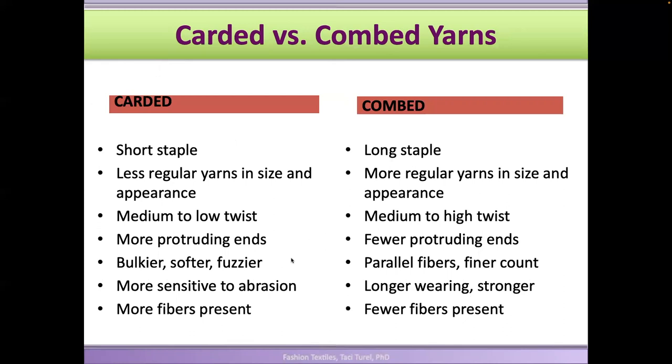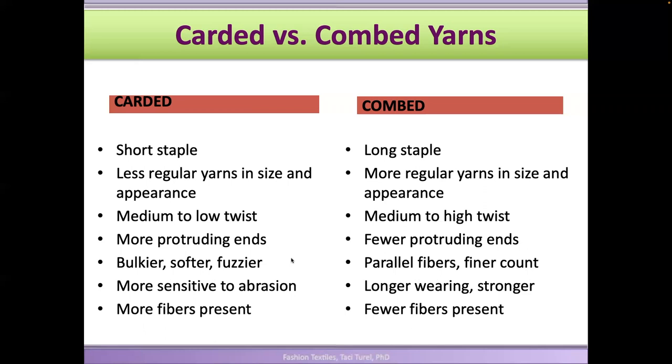Now, the difference between combed yarns and carded yarns. Again, if we skip the combing process, we get a carded cotton. Carded cotton is shorter staple. Combed cotton has longer staples. There's not a lot of uniformity in carded cotton, but in combed cotton, the yarns are more regular in size and in appearance. Carded yarns, because they are shorter staples, have more protruding ends. Combed yarns are a lot longer, so they have fewer protruding ends compared to carded. Carded yarns are bulkier, softer, fuzzier, hairier. Combed yarns are more parallel, they're a little bit finer.